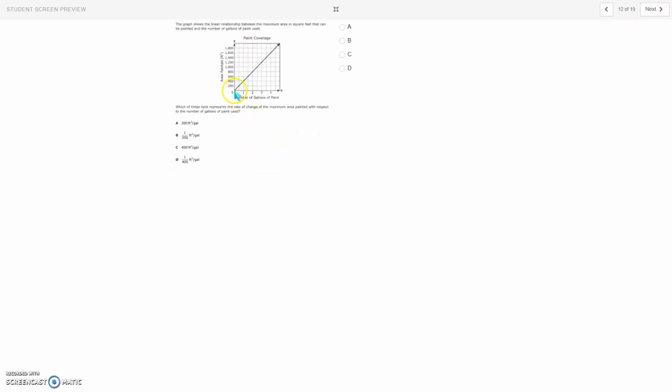All right, this one is obviously a positive slope, so we just have to find the rise over run. Looks like it's going up by 200 over a half. So I think so. It's going up 400 at 1, and then it goes up another 400, so it looks like it's 400, so C.